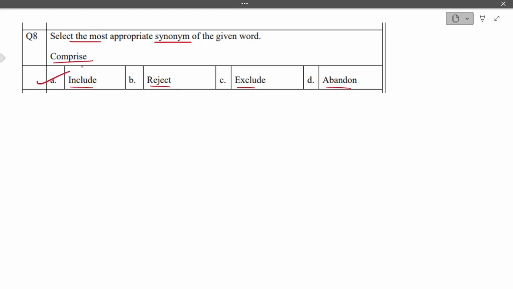In other words, when something comprises several parts, it includes them as its components. Therefore, include is the most appropriate synonym to this word comprise. So the correct answer in this case is going to be option number A. Moving on to the next question now.